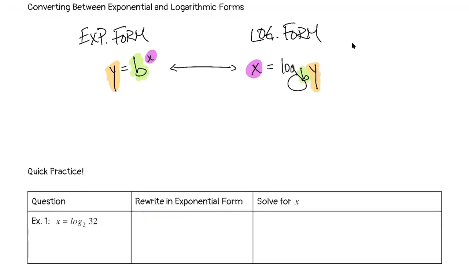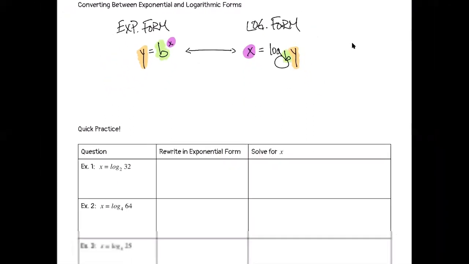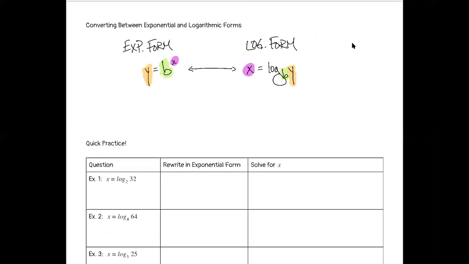Let's practice using these and also doing some mental math. So example number 1 here has log base 2 of 32 equals x. Right now it's in log form. If we rewrite it in exponential form, what does that give us?